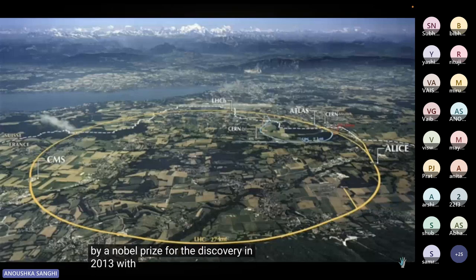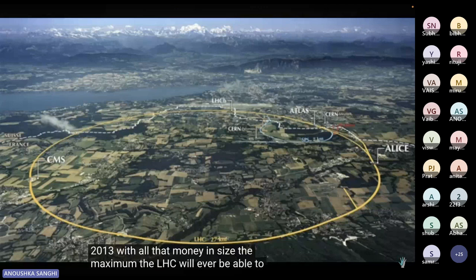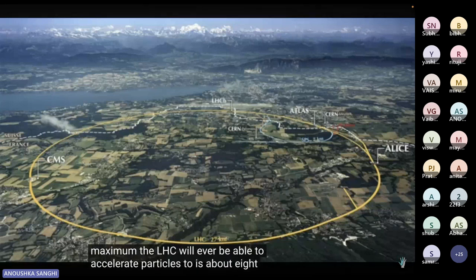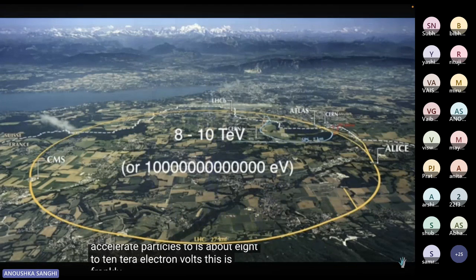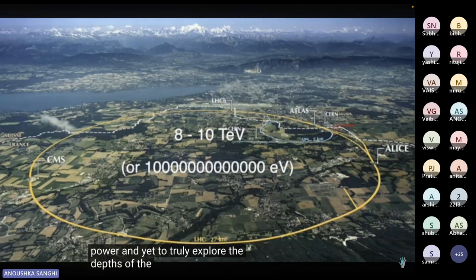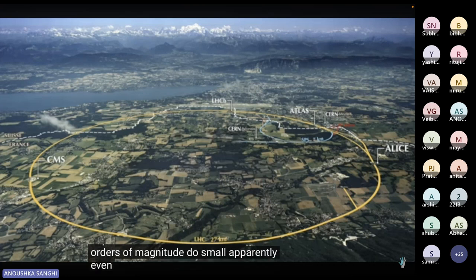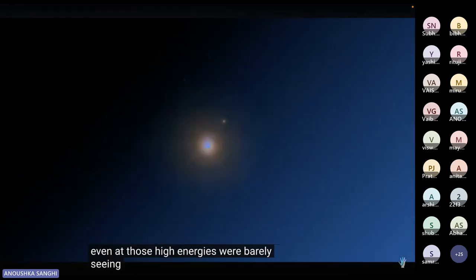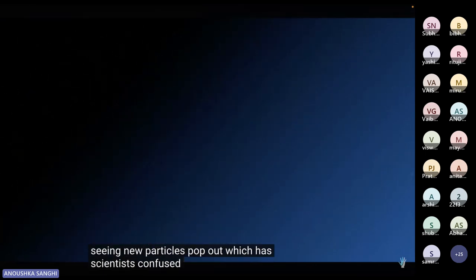With all that money and size, the maximum the LHC will ever be able to accelerate particles to is about 8 to 10 teraelectron volts. This is, frankly, an astonishingly large amount of power, and yet to truly explore the depths of the universe, it's several orders of magnitude too small, apparently. Even at those high energies, we're barely seeing new particles pop out, which has scientists confused.